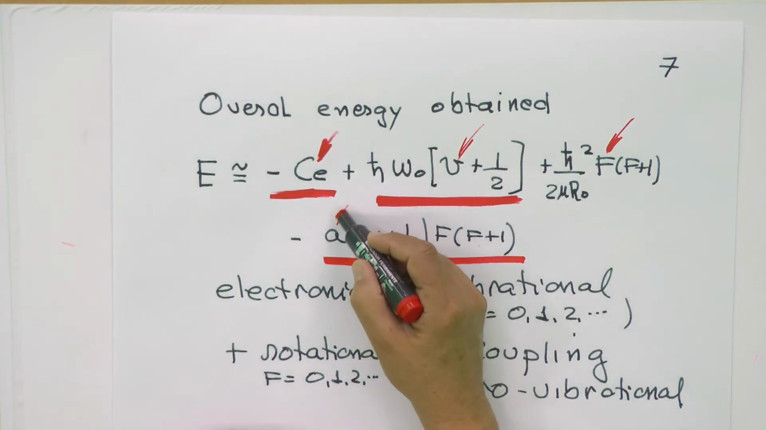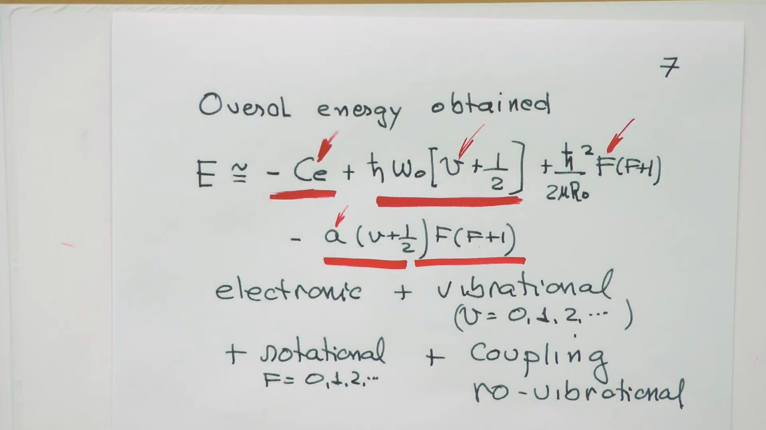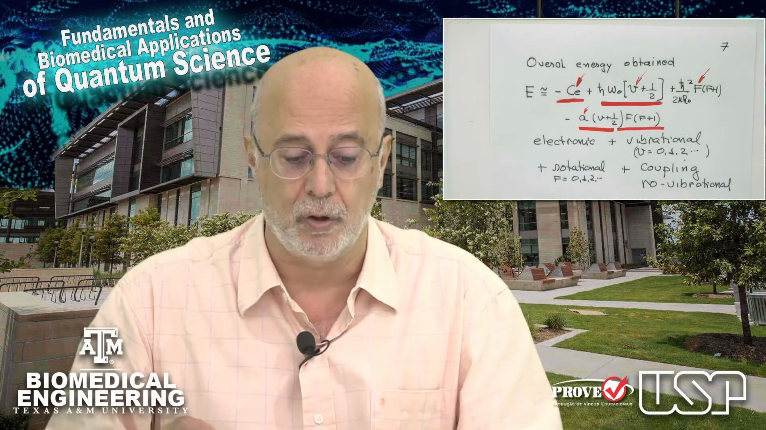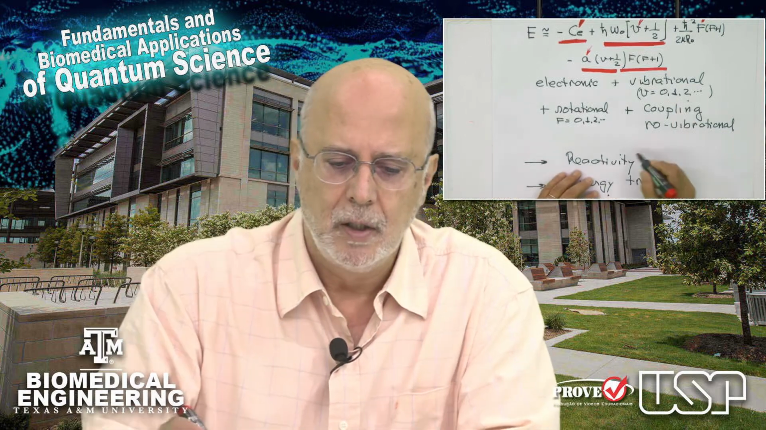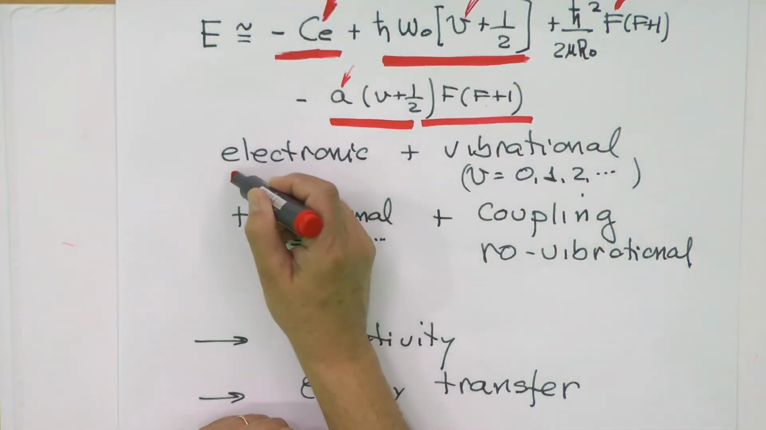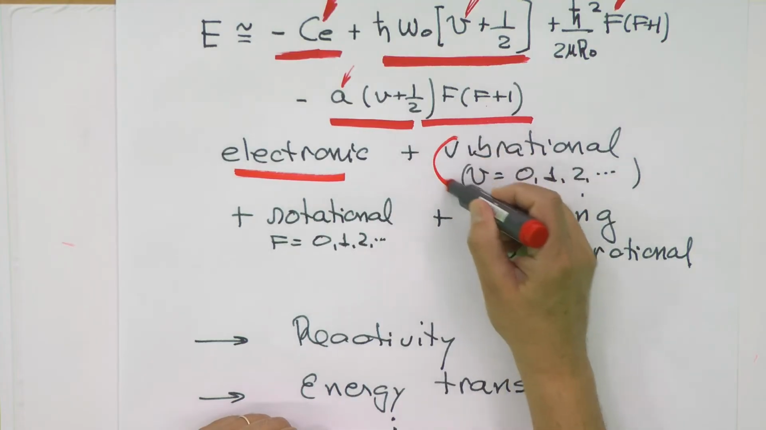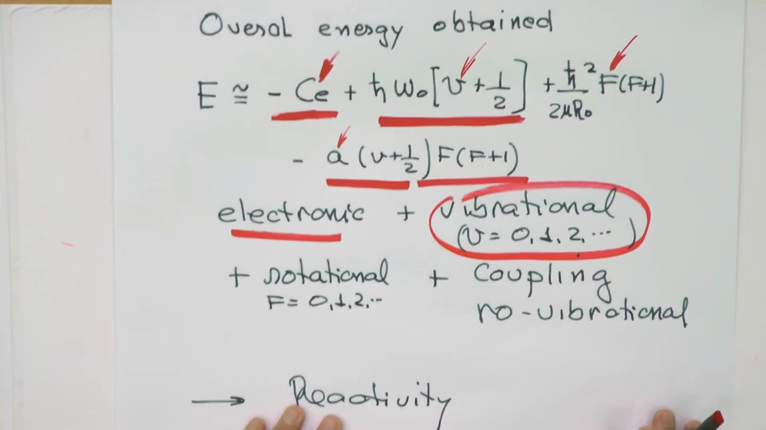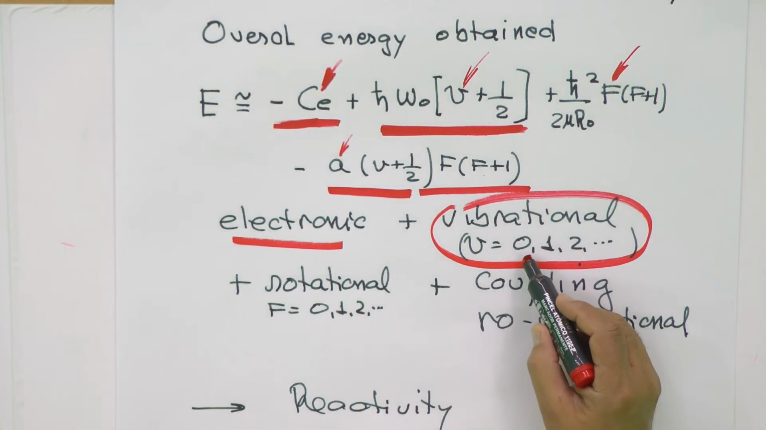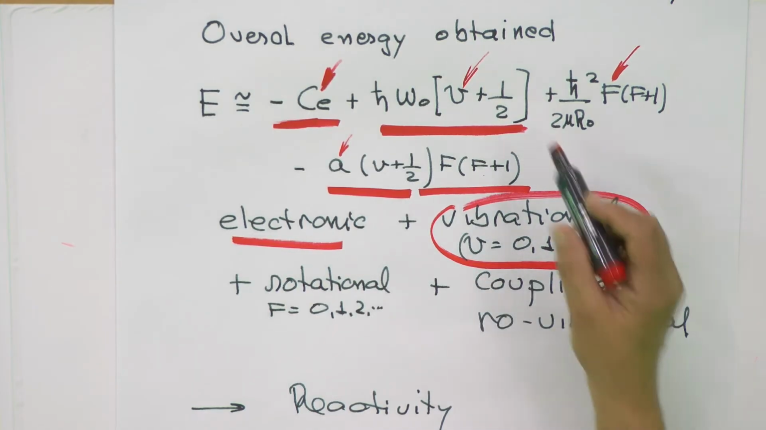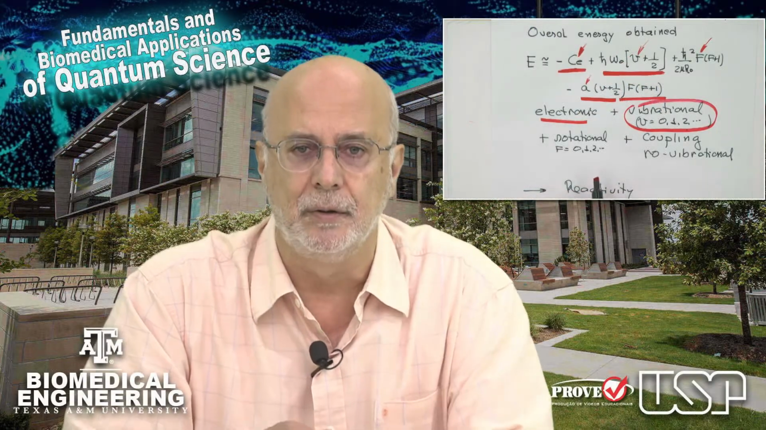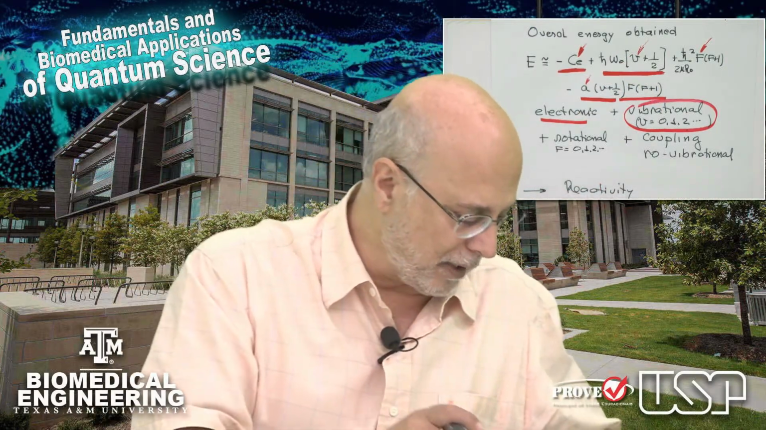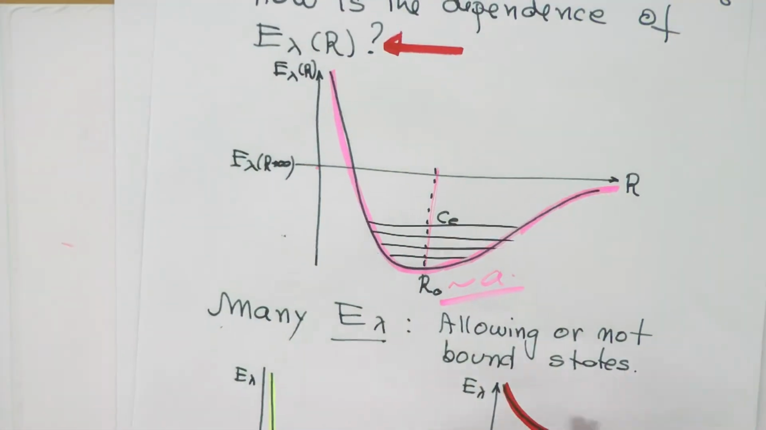And everything now is in a constant A representing how strong this coupling is. So basically we have the electronic energy and the vibrational energy that will depend on this term, and V is the vibrational quantum number that goes 0, 1, 2, 3. When V is 0, you are in the ground state. That's the best you can do. It's the minimum energy state of a molecule.